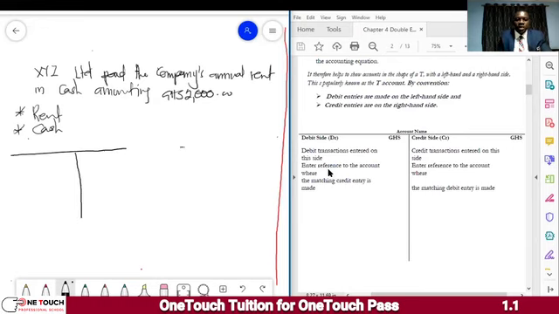Let me open another one here. Great. So one will be for rent. One will be for rent. I have my credit, I have my debit. And one for what? Cash. I have my credit, I have my debit.